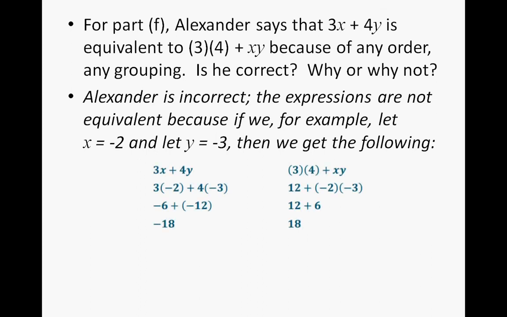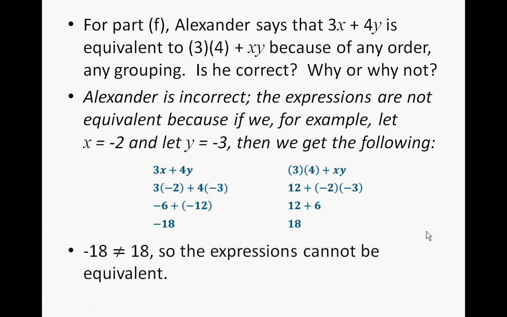Notice what happens when we substitute in -2 and -3. In the original expression, we would end up with -6 plus -12, which is -18. In the supposed equivalent expression, 3 times 4 is 12, and -2 times -3 is +6, which results in 18. Well, -18 obviously isn't equal to 18, so these expressions cannot be equivalent.